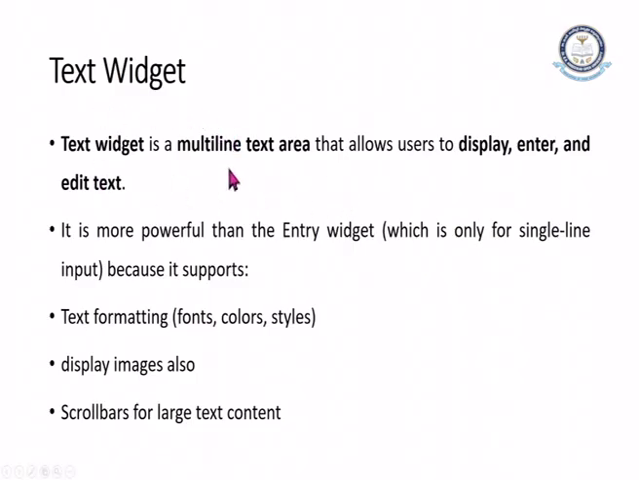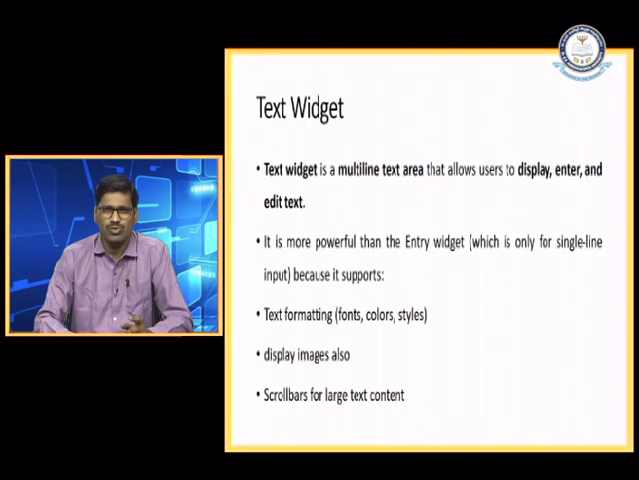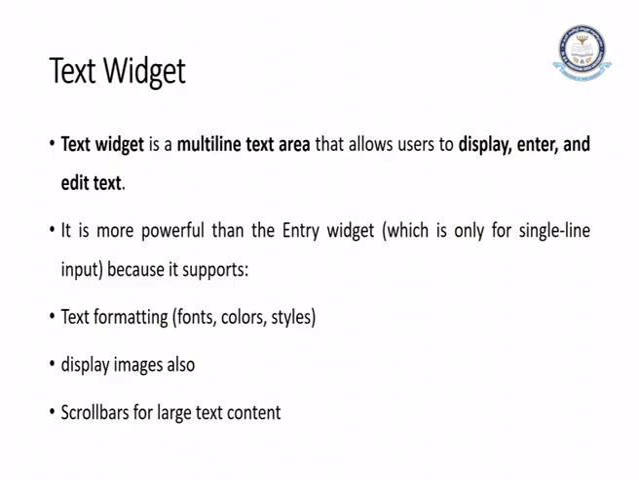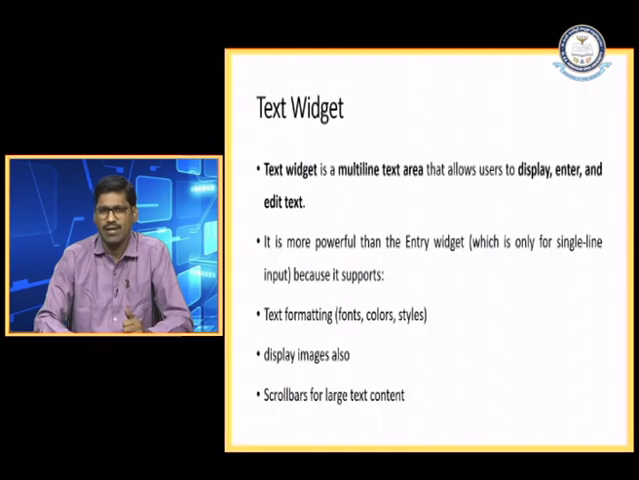The text widget is a multi-line text area that allows users to display, enter and edit text. Let me repeat, these are the properties of the text widget. Observe here, display is used to display the text, as well as to receive the text, and if you have any text within it you can edit it also. These are the features of the text widget, and it is more powerful than the entry widget, because the entry widget is used to receive only a single line.